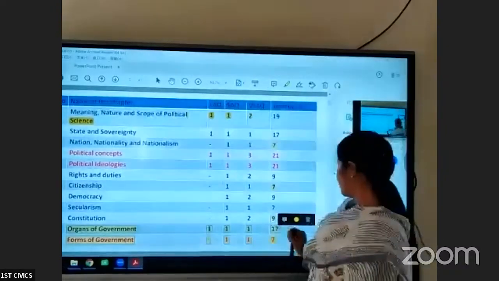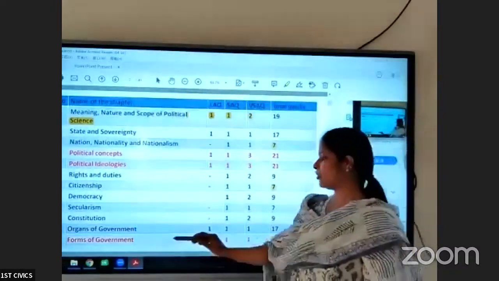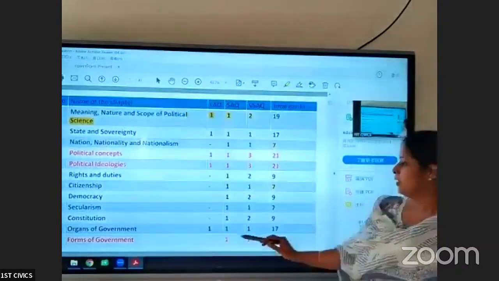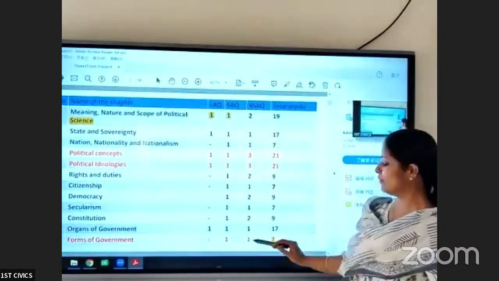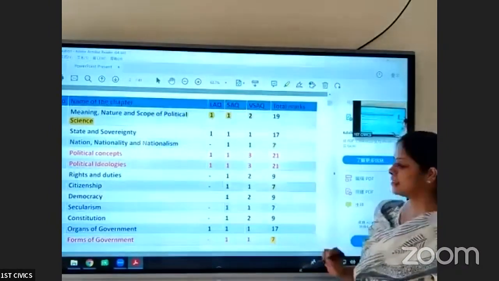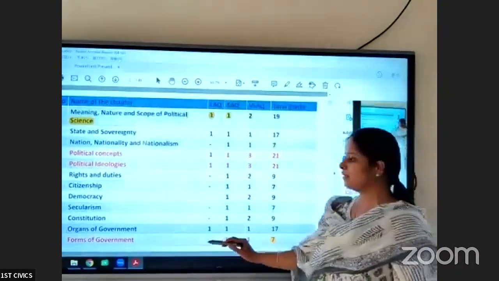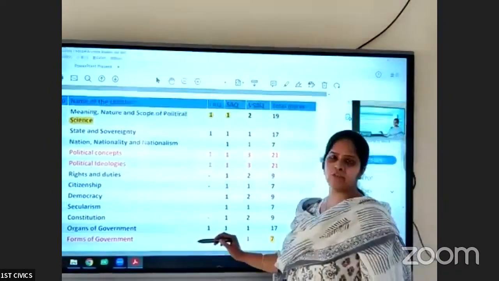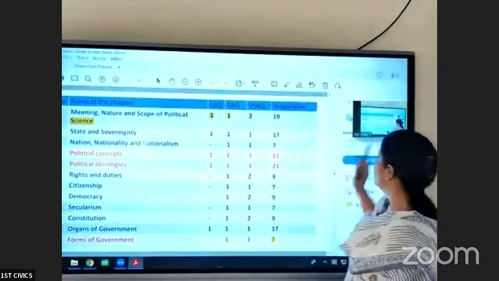And the last chapter is Forms of Government. You will get one SAQ and one VSAQ. The weightage for this chapter is 7 marks. This is again a lengthiest chapter. You have many questions in this.